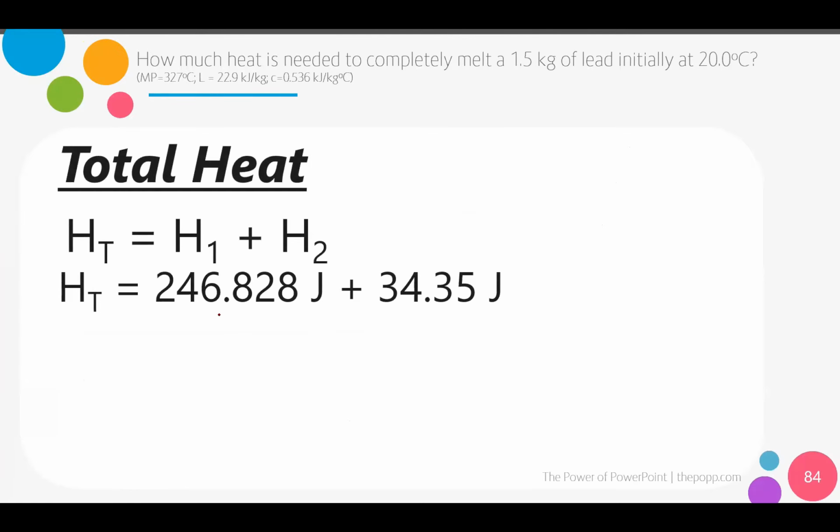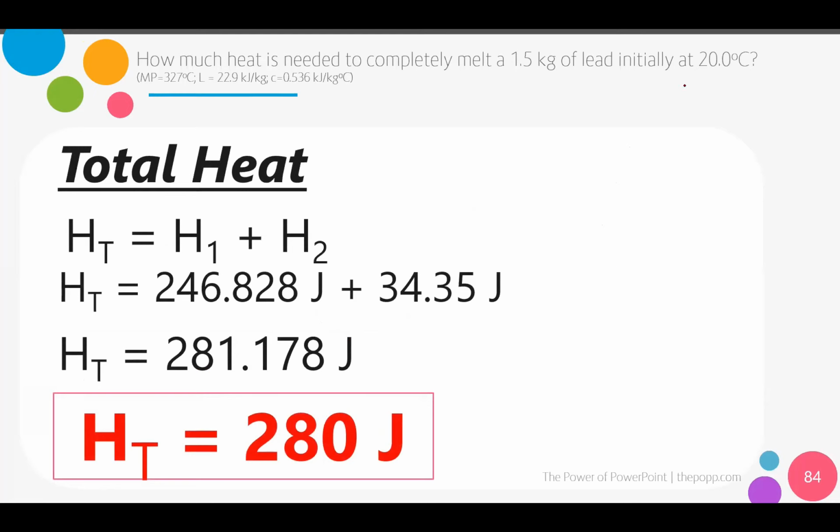So 246.828 plus 34.35. So since magkapareho yung kanilang unit, so pwede natin sila i-add diretso. So that is 281.178 joules. And since the least number is 2, so we will round this to 2 significant figures, and that is 280 joules. And that is the total heat needed to completely melt the lead from 20.0 degrees Celsius.